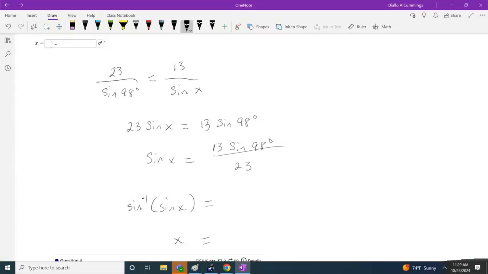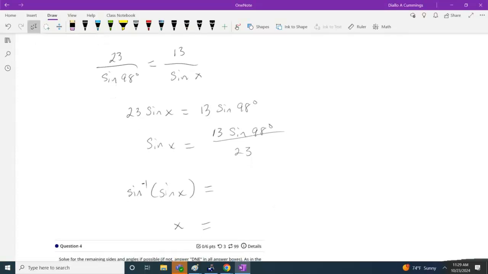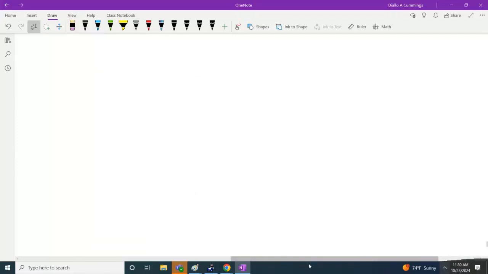Whatever you do to one side, you do the same thing to the other. So I took the arc sine of the left-hand side, I must take the arc sine of the right-hand side. Notice on the left-hand side, this produces an identity which is equal to x. I can put the right-hand side into my calculator.